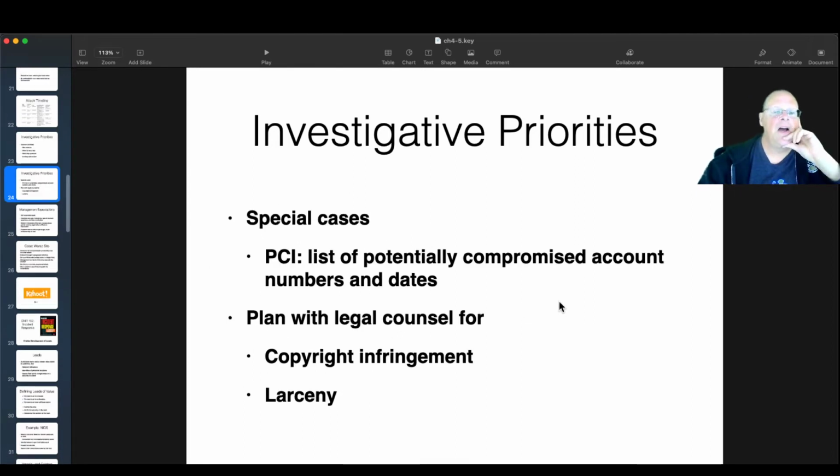So here's other things you might want. If you have payment card information, credit card numbers, then you're going to need a list of all those compromised account numbers. You're going to need to follow up with those customers, tell them to get a new card, track their payment, offer them free credit monitoring and all that jazz. And you're going to check, of course, with your legal counsel.